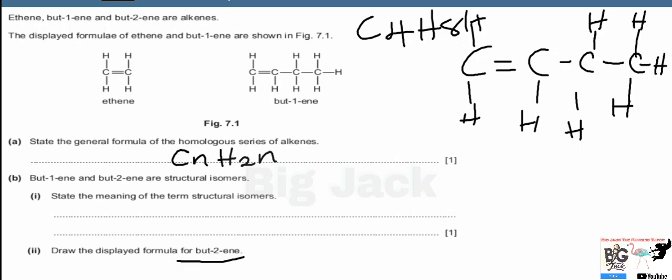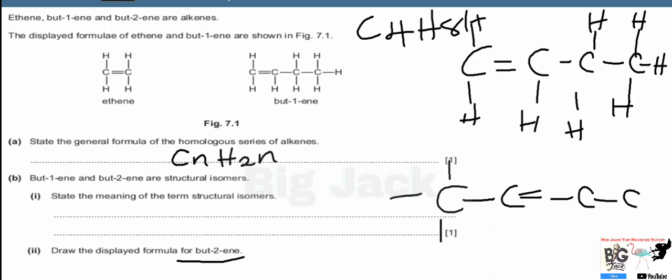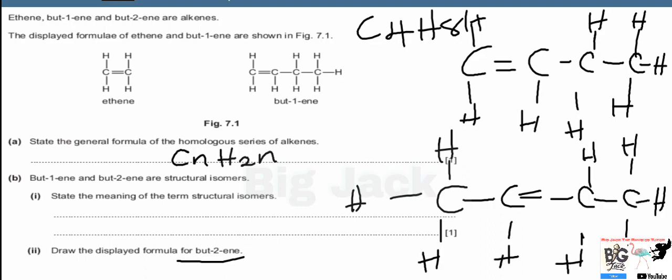Now from this question, they are asking us to draw the structure of but-2-ene, meaning the double bond is going to be on carbon number 2. So let's draw the structure. We are going to say C, here we are going to have the single bond, then the double bond is going to be at this point here at carbon number 2. Then we need to fill up by putting the hydrogen atoms like this. So that is how the structure of but-2-ene looks.